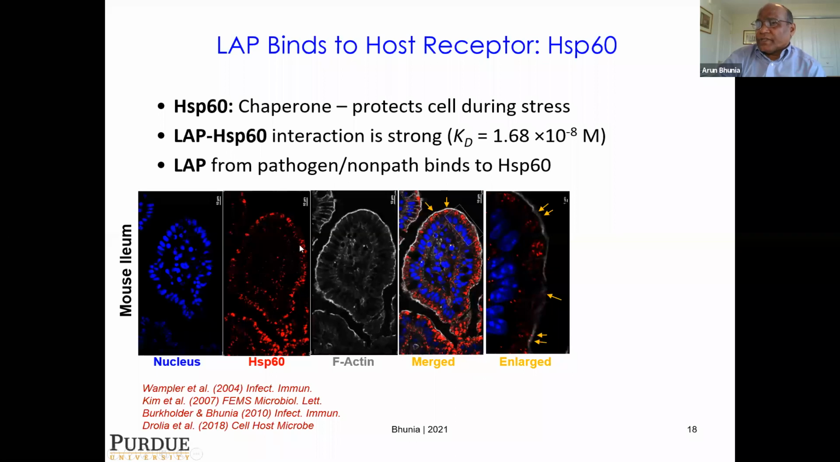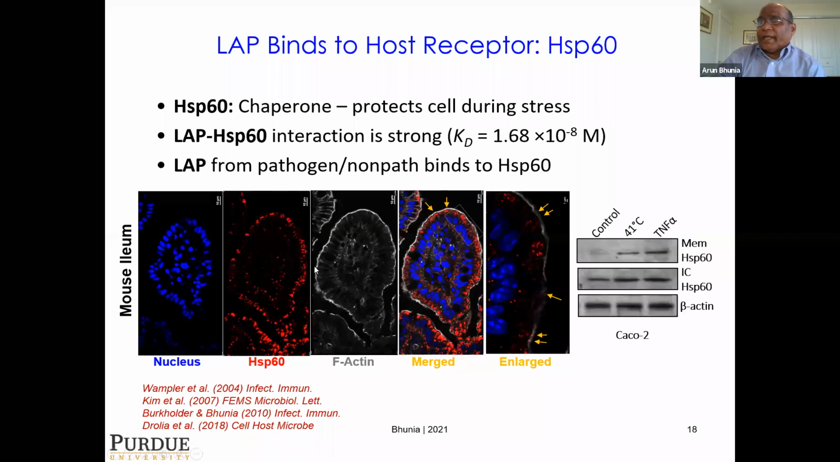It shows that expression. If you can stimulate those cells to produce higher levels, you can see high levels of Hsp60 expression. This is the Caco-2 cell model. Christine looked at the surface Hsp60 expression at 41 degrees or TNF alpha expression. You can see the membrane expression.